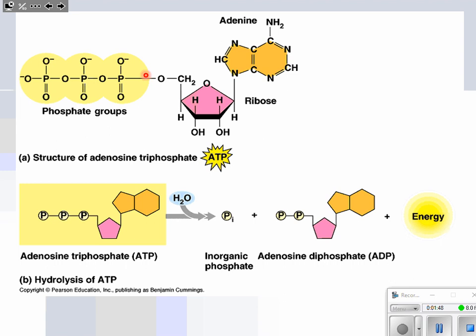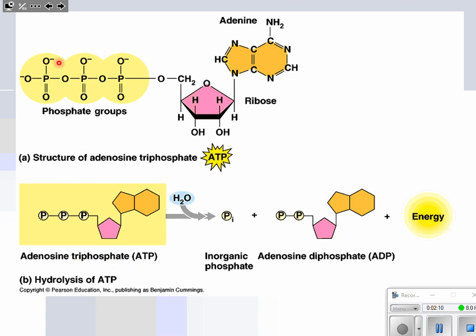Do you remember where? That's right. It's part of the structure of a phospholipid. Each phospholipid has one phosphate group. ATP has 1, 2, 3 phosphate groups, hence the name triphosphate.